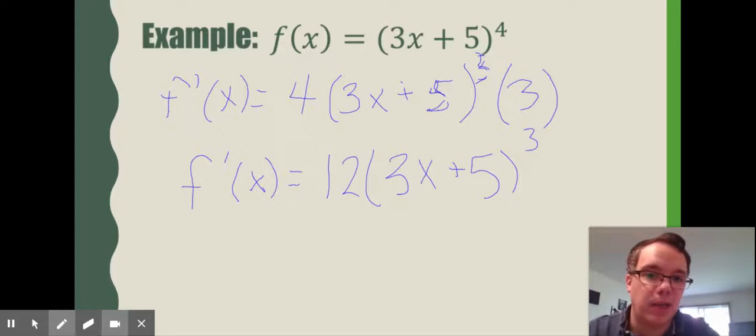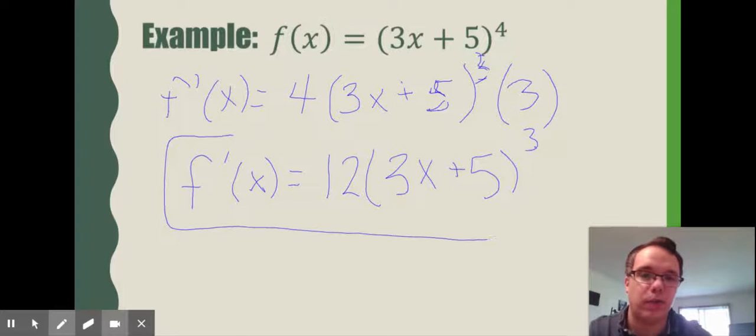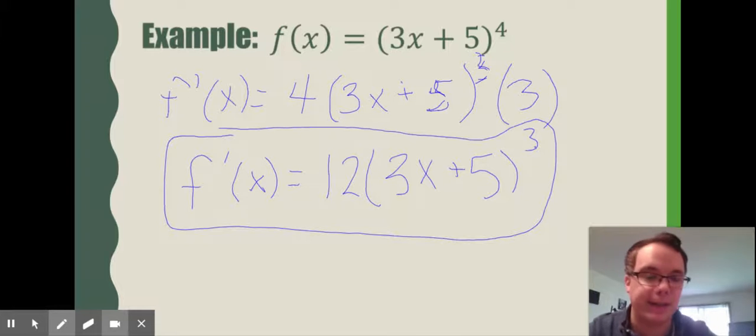Now your instinct may be, should I distribute that 12 through? No, you cannot distribute the 12 through because of the cubed power here. Anytime you have anything to a power that's not 1, you cannot distribute through unless you box it or FOIL it all out. And we're not going to box or FOIL it all out. We are going to leave our answer like this. So our answer is actually 12 times (3x + 5) to the third power.